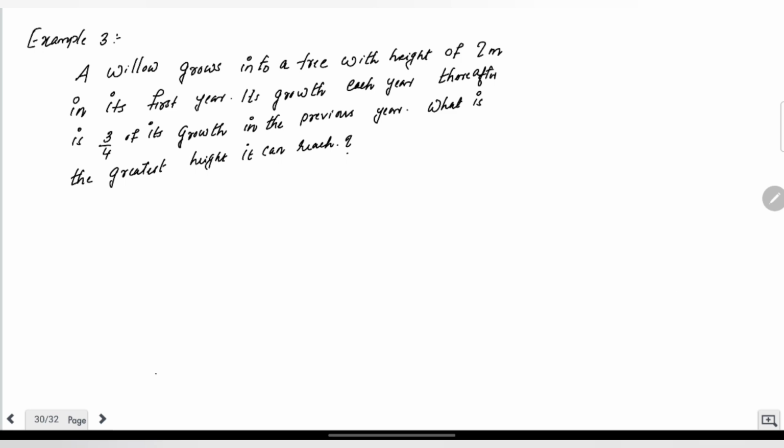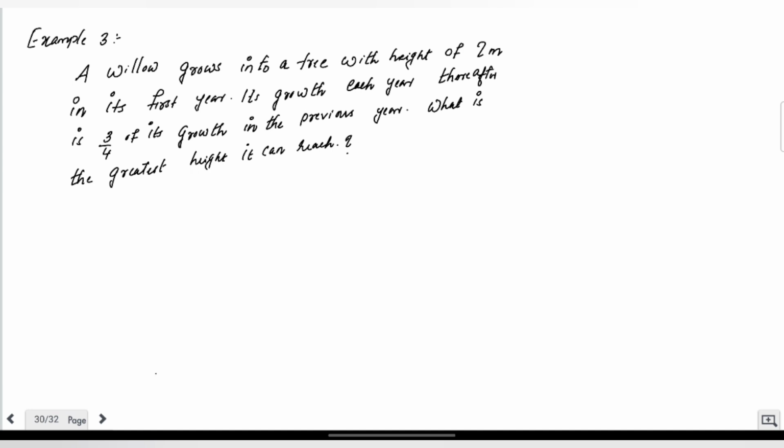Example number 3. It's a word problem, but the very same idea. A willow grows into a tree with a height of 2 meters in its first year. In the first year, its height will become 2 meters. Then its growth each year thereafter is 3 by 4 of its growth in the previous year. Whatever the growth in the previous year is, it is going to grow 3 by 4 of that each year. Then what is the greatest height it can reach?